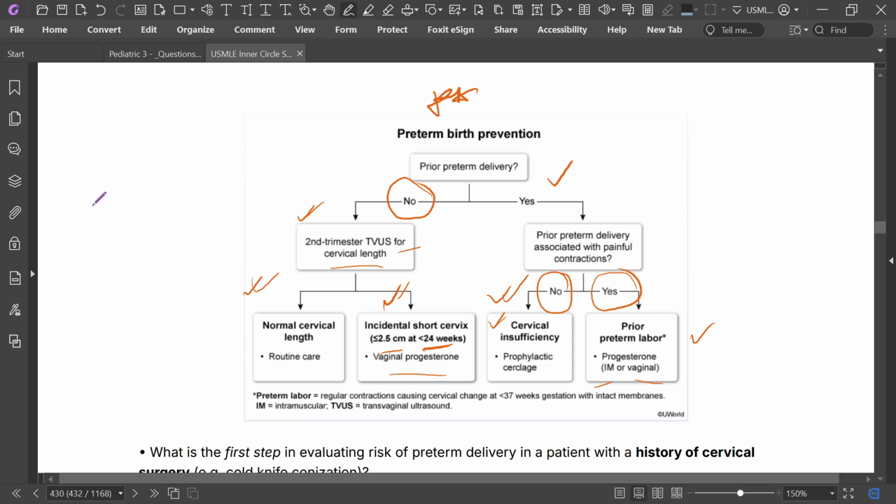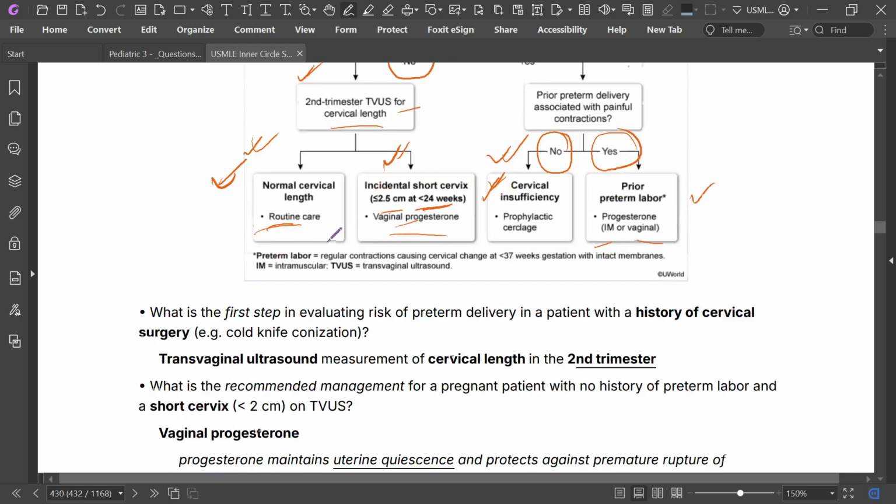If prior preterm delivery with painful contractions, give progesterone. If no pain, prior preterm delivery associated with no painful contractions means cervical insufficiency, so go for prophylactic cerclage. If no prior preterm delivery, do a second trimester transvaginal ultrasound for cervical length. If normal cervical length, routine care. If it is an incidental short cervix less than 2.5 centimeters at less than 24 weeks, vaginal progesterone should be given.